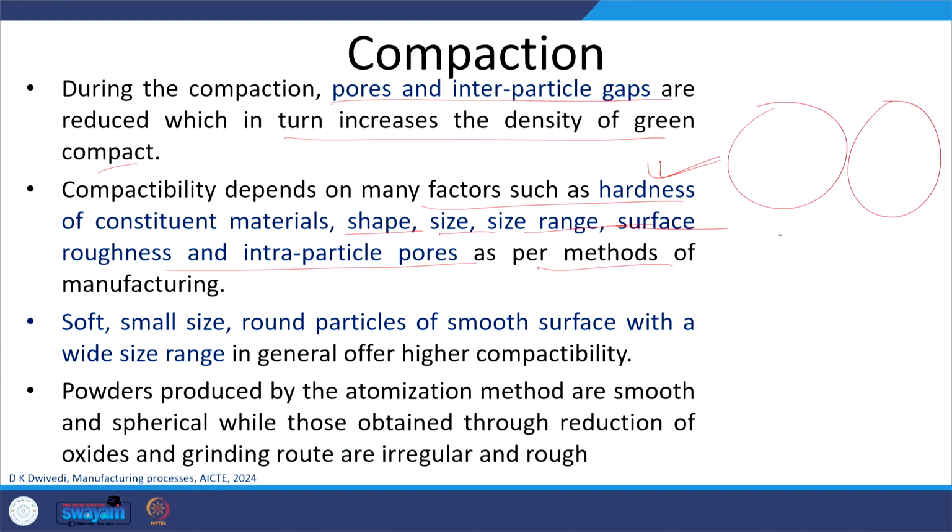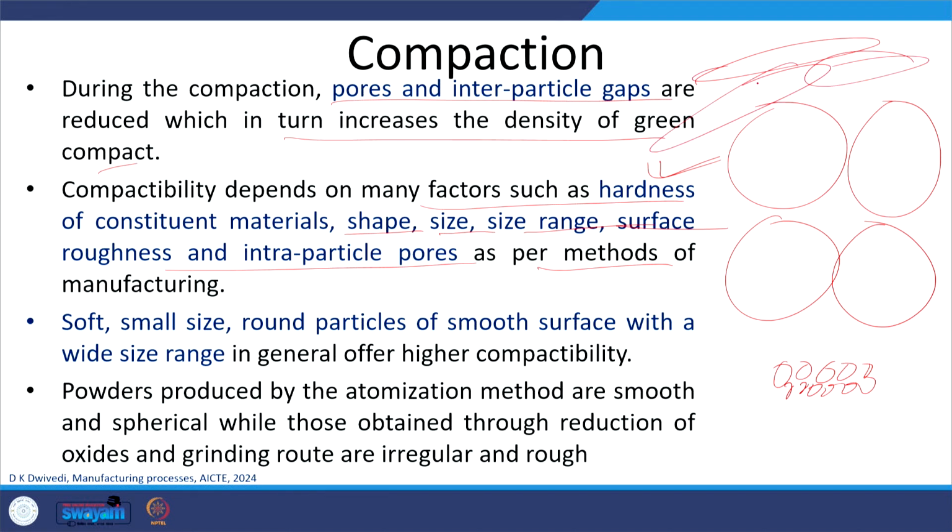Spherical particles of large size will have better compactability as compared to fine powder particles. This is one. The second one is the shape. Irregular shaped powder particles offer greater compactability as compared to spherical ones. So, soft, small size, round particles with a smooth surface and a wide range of particle sizes offer higher compactability as compared to hard, large size, regular shape and rough powder particles, which offer lesser compactability.